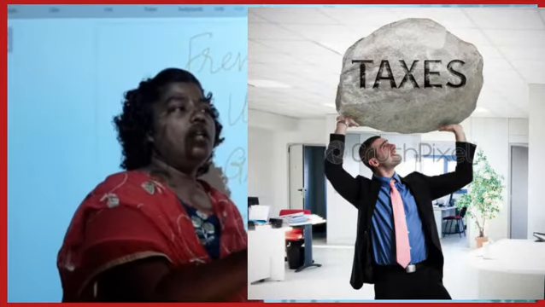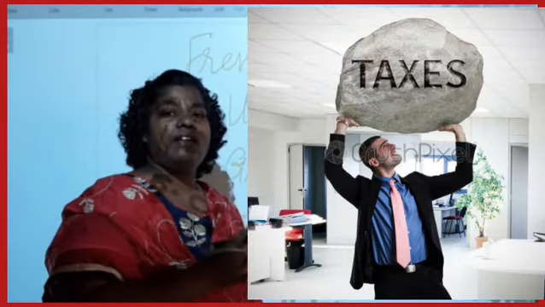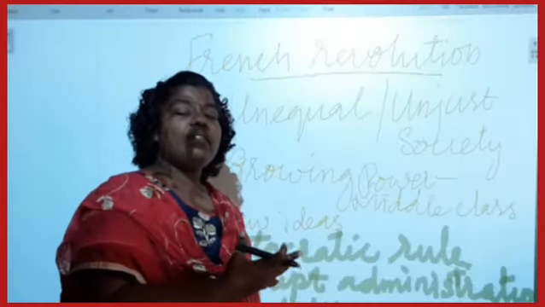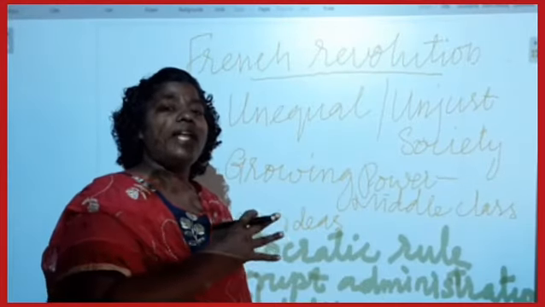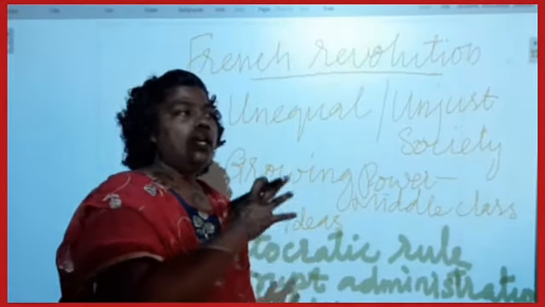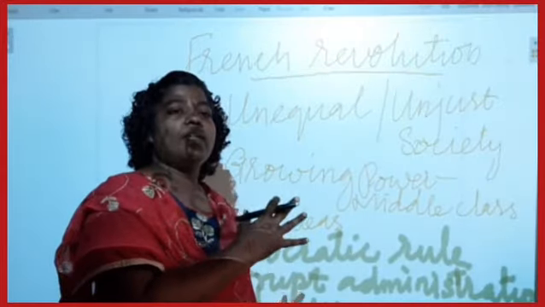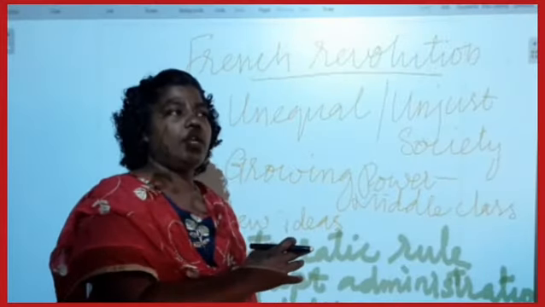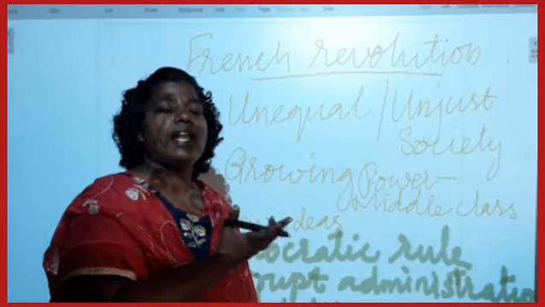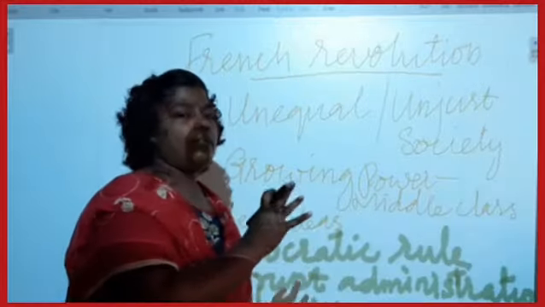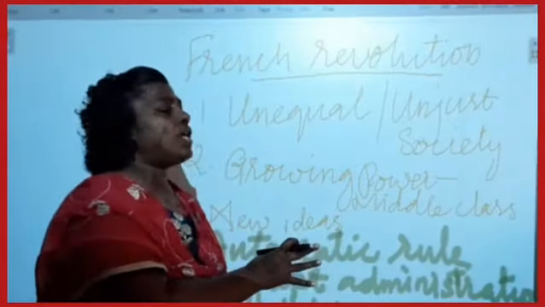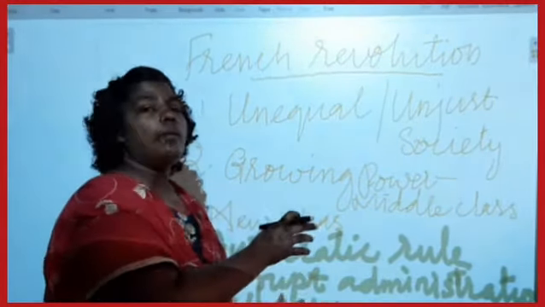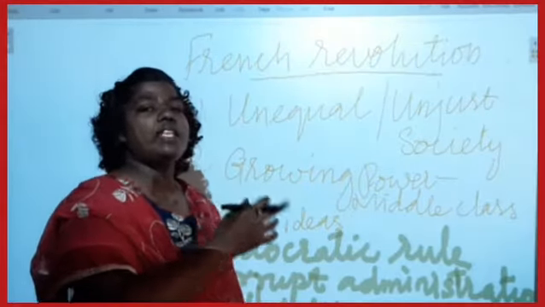Since these people were overburdened with heavy taxes, they had no means to lead their daily life. They underwent struggles to meet their daily needs. So they had not seen any luxurious life. So this was the social condition of the French society that made the people rebel against the government.